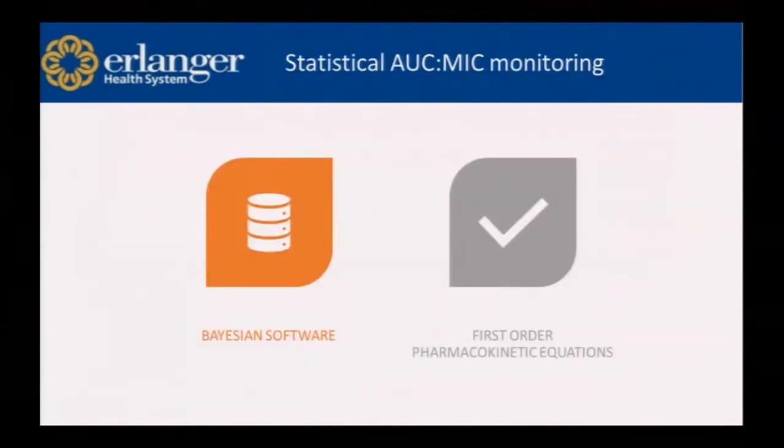So now I'd like to talk a little bit about how we can implement this in our practice here. First I'll go over how you calculate AUC to MIC. There are two ways. The first, which is guideline recommended, is using Bayesian software, and the second is using first-order pharmacokinetic equations, which is what we'll be doing here at Erlanger.